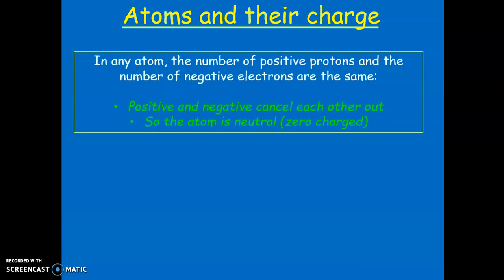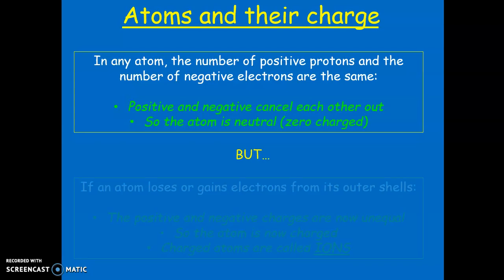In an atom, the number of positive protons and the number of negative electrons are the same. They cancel each other out. So if I was to say an atom had 5 protons, you would automatically know that that atom had 5 electrons. They cancel each other out. So the 5 positive charge is cancelled out by the 5 negative charge. And this goes for any atom.